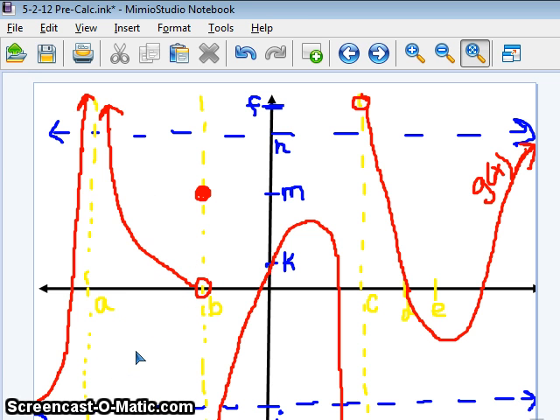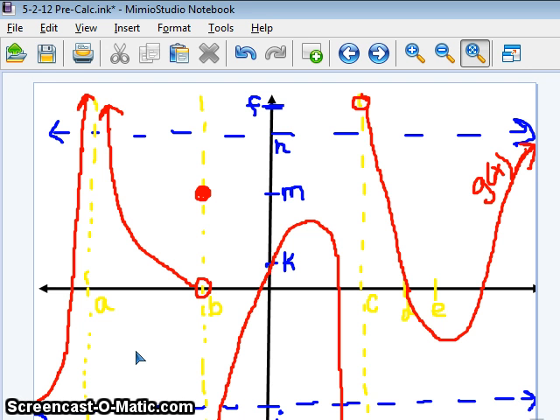Now this is where my conversation of the shoes gets important. Question number 8 says, what is the limit of g of x as x approaches b? Not b from the positive and not b from the negative. B from both sides. Do my shoes match? No. So, mean girls say, the limit does not exist.